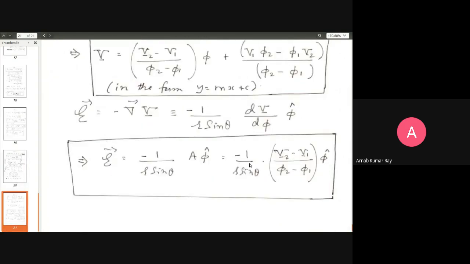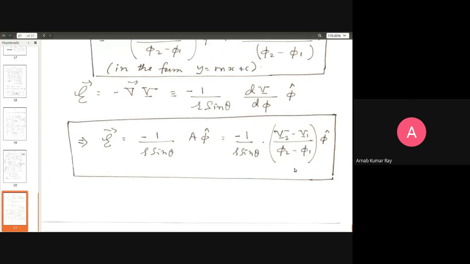All you have to do is to put all these things, minus 1 by r sine theta, a phi cap, minus 1 by r sine theta, a is v2 minus v1 by phi2 minus phi1 phi cap. So that is the electric field. So we have worked on the last of the coordinate dependence in this spherical polar coordinate system, the r theta phi system.